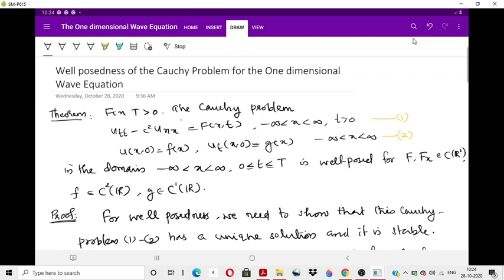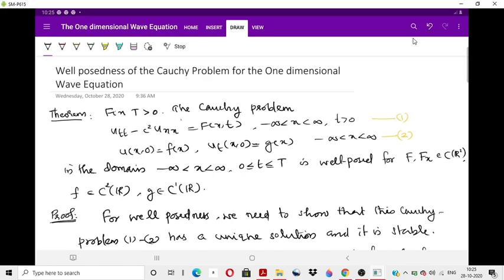We were discussing the one-dimensional wave equation. In the last lectures, we were discussing the Cauchy problem for the one-dimensional wave equation. We have proved that there exists a solution, which is given by D'Alembert's formula, and also by a proposition we have proved the uniqueness. Now we will discuss the condition for well-posedness of the Cauchy problem for the non-homogeneous one-dimensional wave equation.